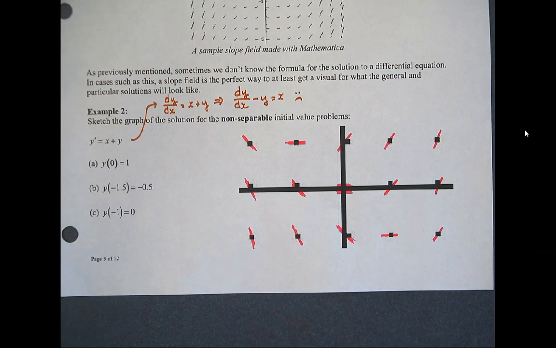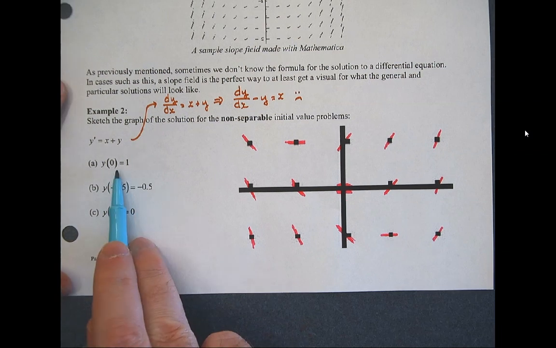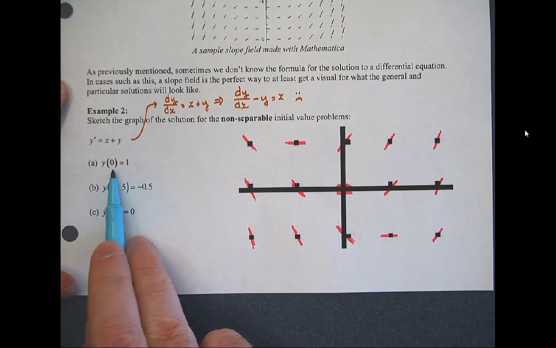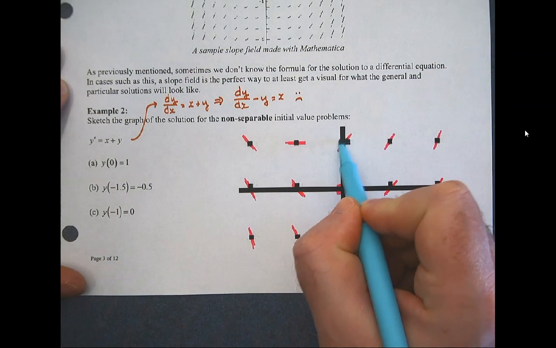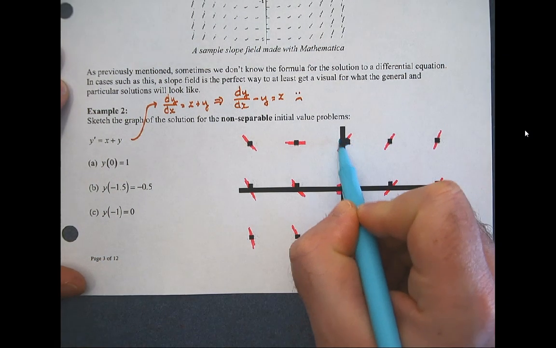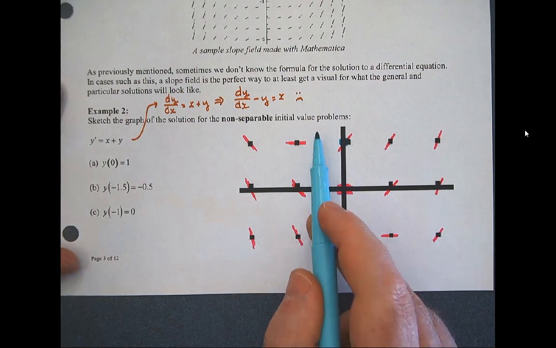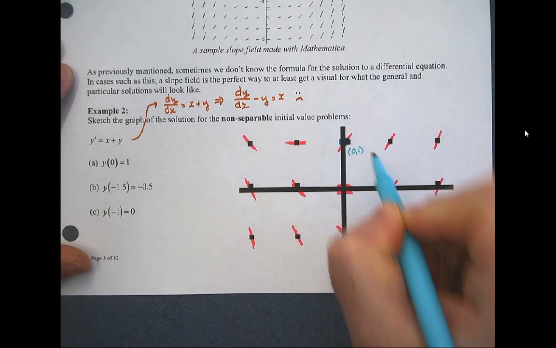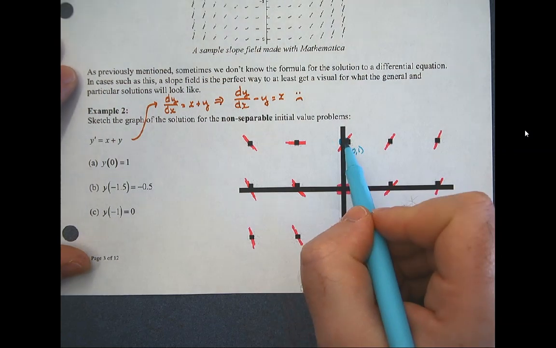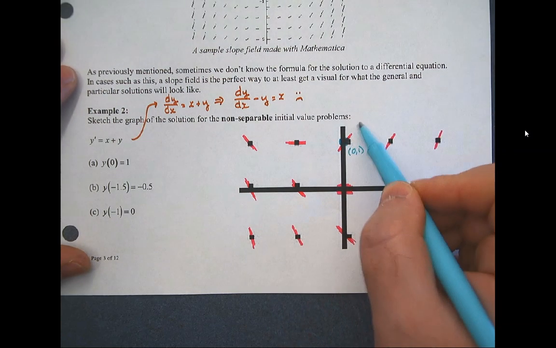That's the general solution. Then they would like us to sketch the particular solutions given some initial condition. So this is y of 0 equals 1. So at 0, 1, I must hit that point. So I'm going to highlight that with a big dot, you can barely see it, but make sure that you actually hit that point, 0, 1.